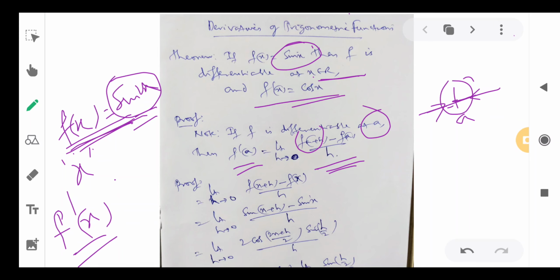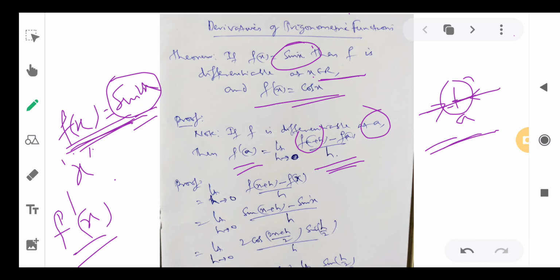All derivable functions are continuous, but all continuous functions are not derivable. Very important. So for a function to be derivable, it must be continuous. What is continuous? Left hand limit equal to right hand limit, and both equal to f of a. At a point a, limit x tends to a minus is equal to limit x tends to a plus, and that is equal to f of a, right?